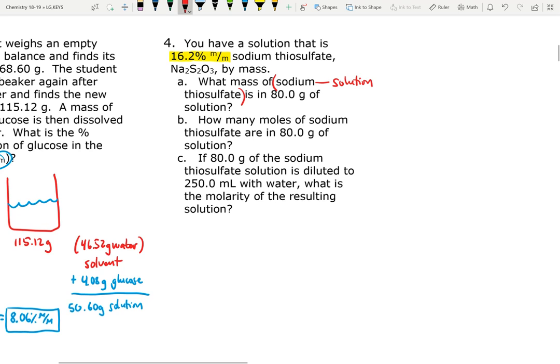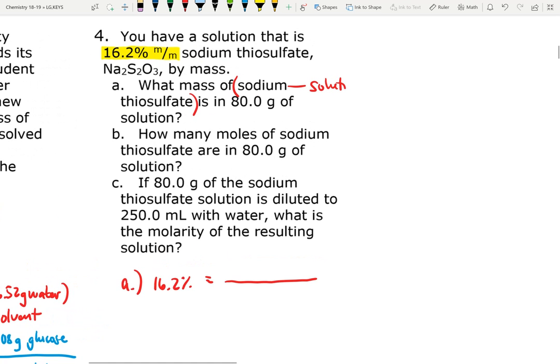So we'll take the 16.2% and set that equal to our equation, which is solute over solution. Well, they want to know. I made a mistake. I'm looking back now. I realize I think I said solute, but wrote solution. This is actually the solute. Okay, sodium thiosulfate is the solute that's in the solution, not the solution. So the water is the solvent, and together they make the solution.